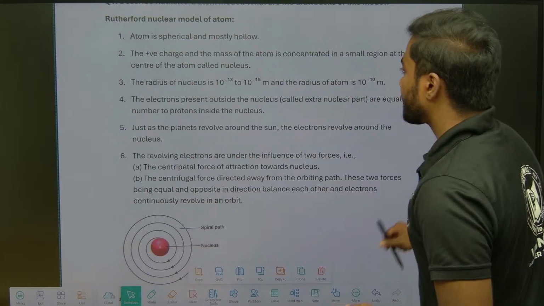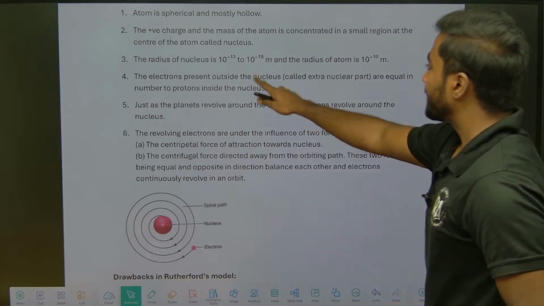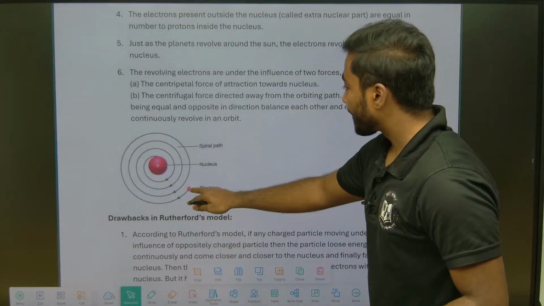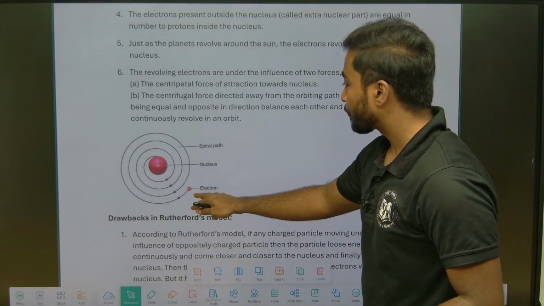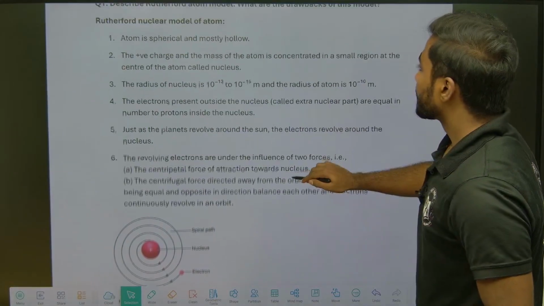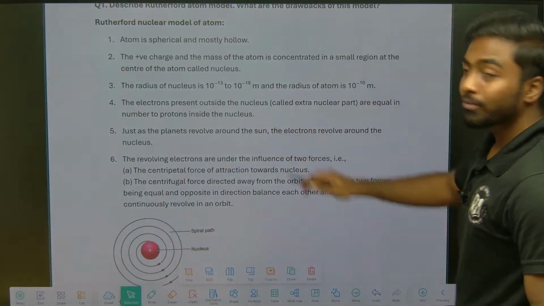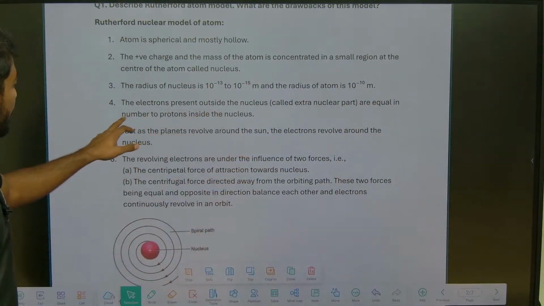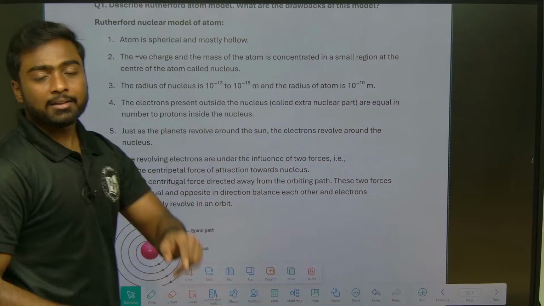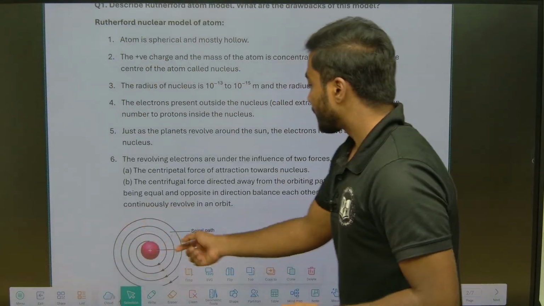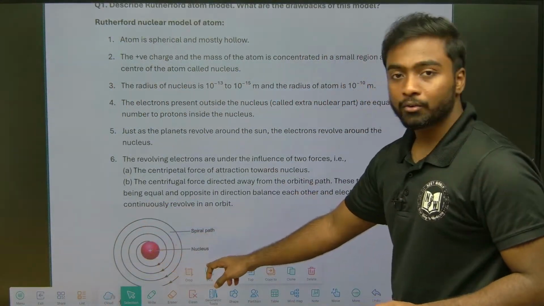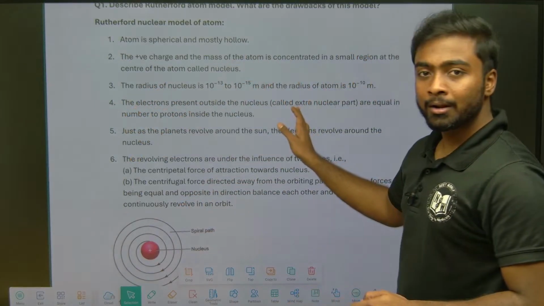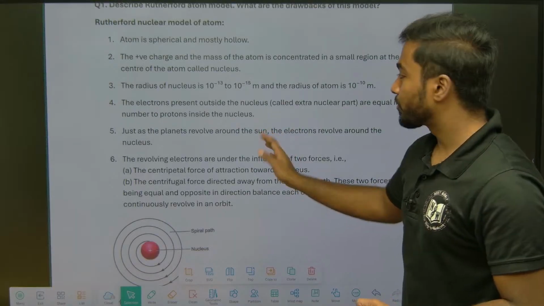Next, the electrons are present outside the nucleus. If you see carefully, the fourth point is that they are present outside the nucleus, in the extra nuclear part, and are equal in number to the protons inside the nucleus. Whenever we talk about protons and electrons, they will be equal. Whatever the number of protons inside, the electrons outside will be equal.